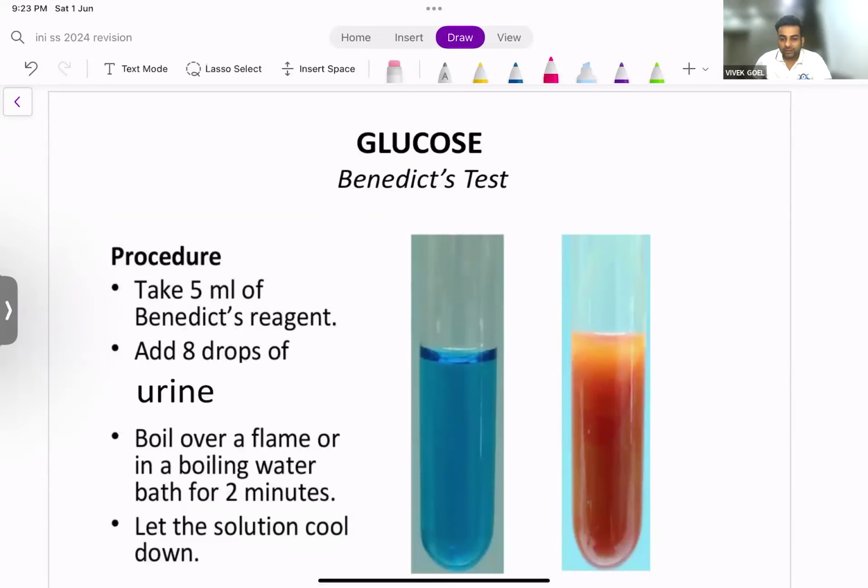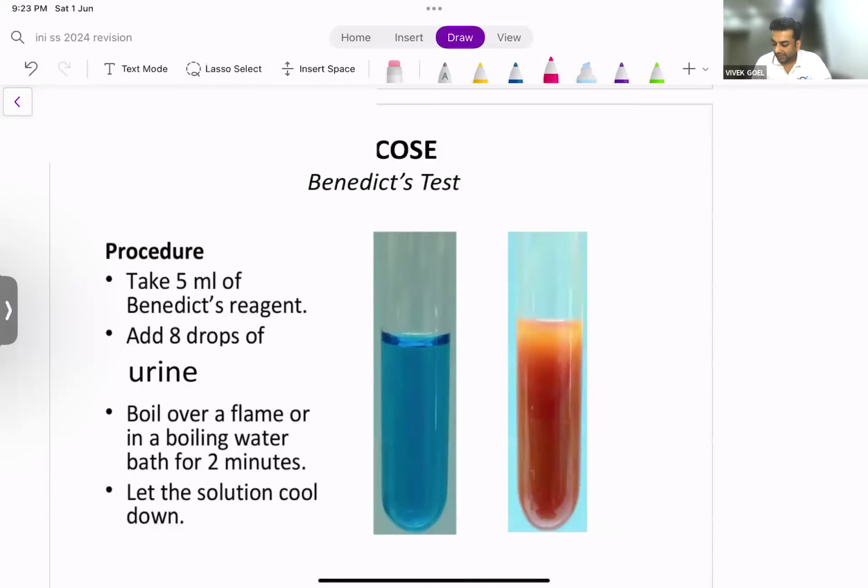Now, this was about the physical analysis. Coming to the chemical analysis. Now, first thing first, that is glucose. We all know in our first year biochemistry classes, we have done the Benedict's test, where we took 5 ml of Benedict's reagent, 8 drops of urine, we boiled it over a flame for 2 minutes and let the solution cool down. Have we or have we not? And when we saw the color change, we knew that glucose was present in the urine because it was the reducing substance. So this is very, very important, the Benedict's test.